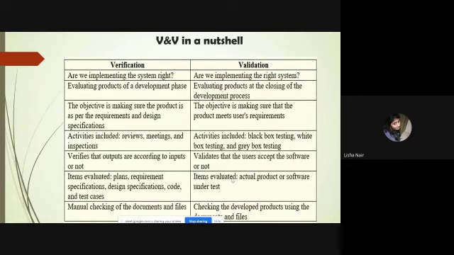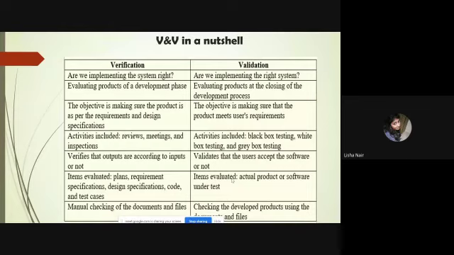In verification, we normally verify whether the outputs are according to the inputs or not. But in validation, the software is accepted only when the user can accept the software after all this is done. So validation is something that is called user acceptance. Only when the user is ready to accept it, it's called a validated software.